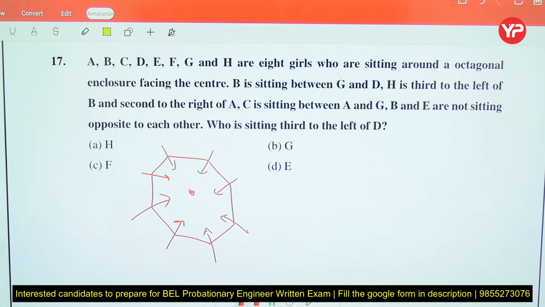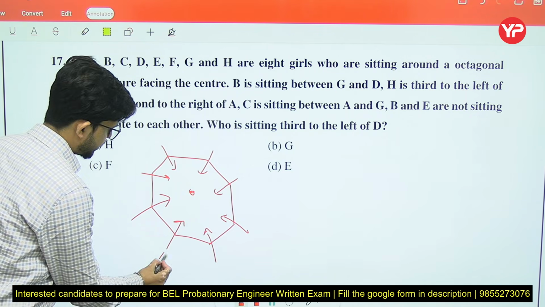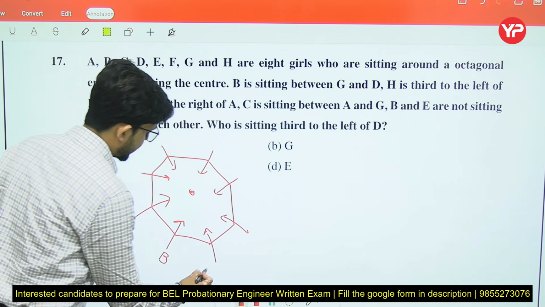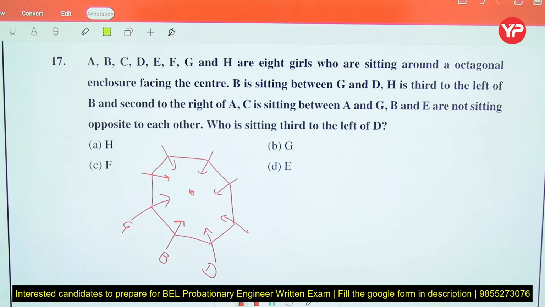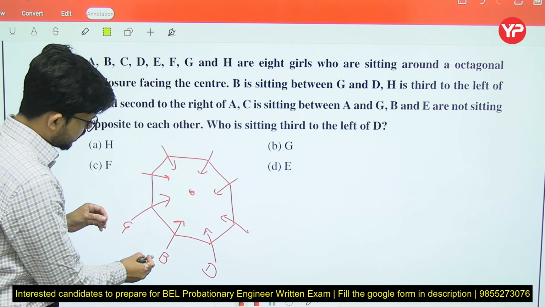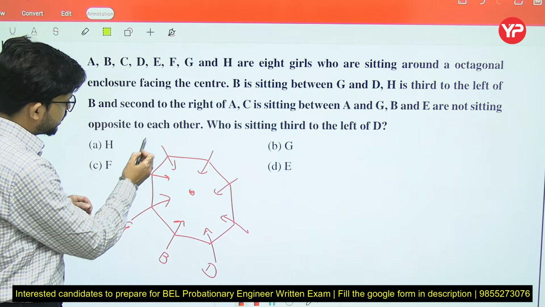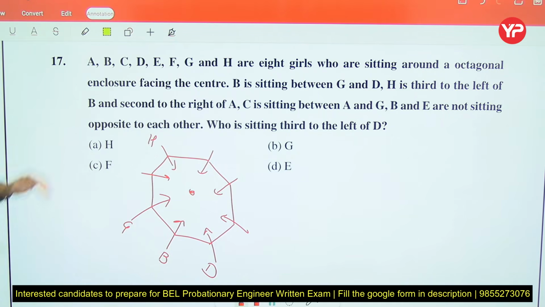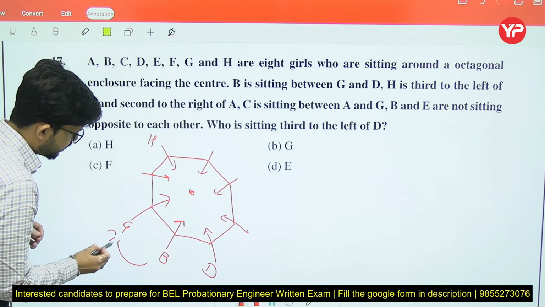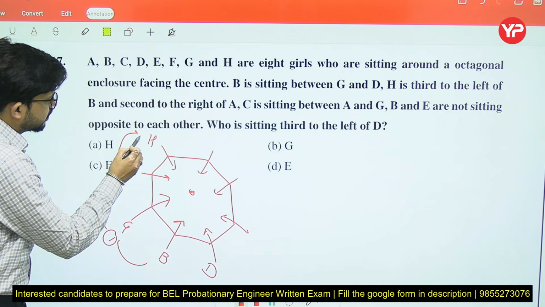B is sitting between G and D. Okay. H is third to the left of B. Left of B: 1, 2, 3. H is third to the left of B. Okay, 1 left, 2 left, third left.